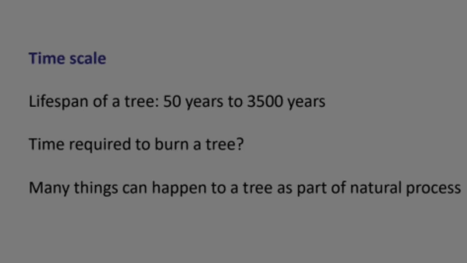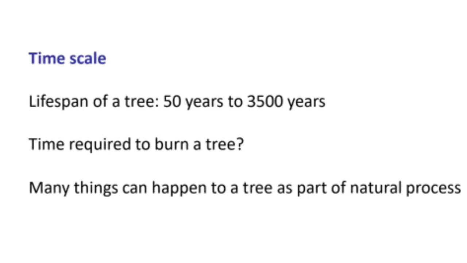So biomass is clean. Carbon release is what was captured by the plant originally. Time scale, other opportunities, and it has no impact on wildlife. What is the time scale? The lifespan of a tree is 50 years to 3500 years, and the time required to burn a tree is only a few seconds. So many things can happen to a tree as a part of the natural process.